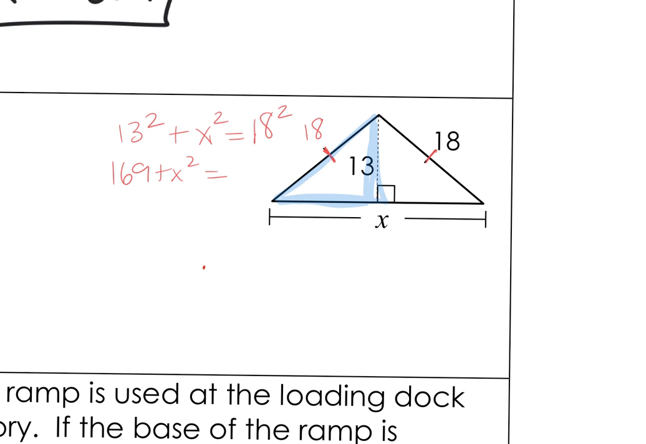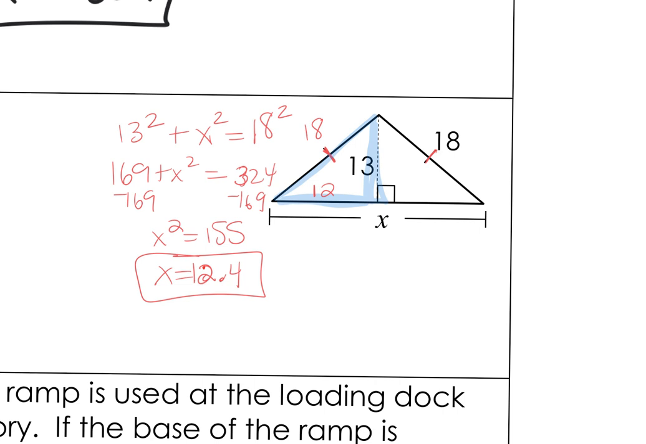And here we end up getting 324. Subtract that 169. We get x squared equals 155. And x comes out to be 12.4. Well, that's what I found here.